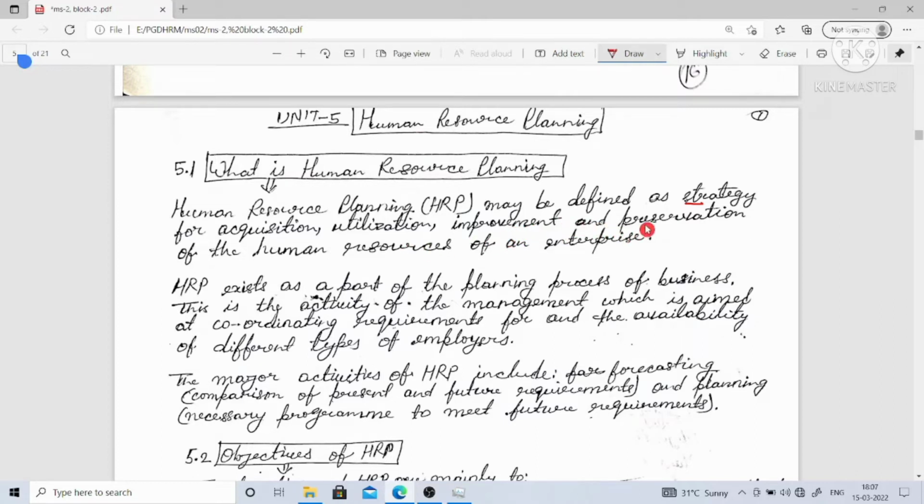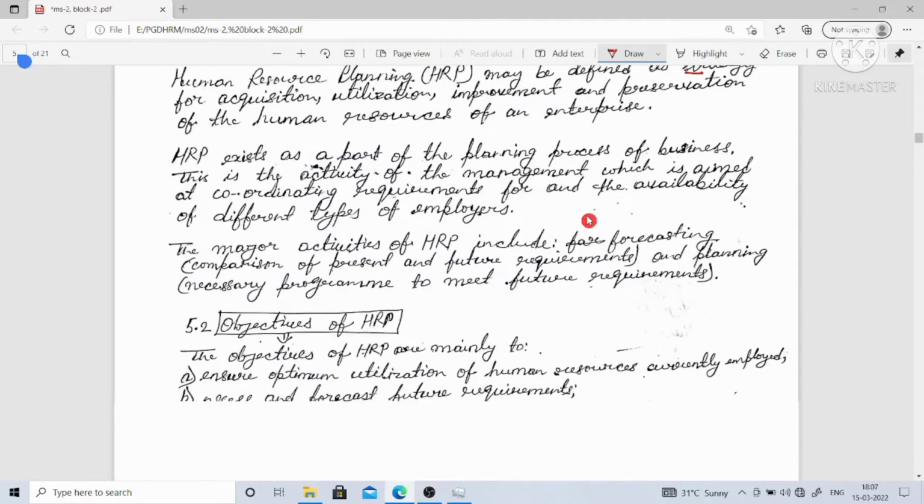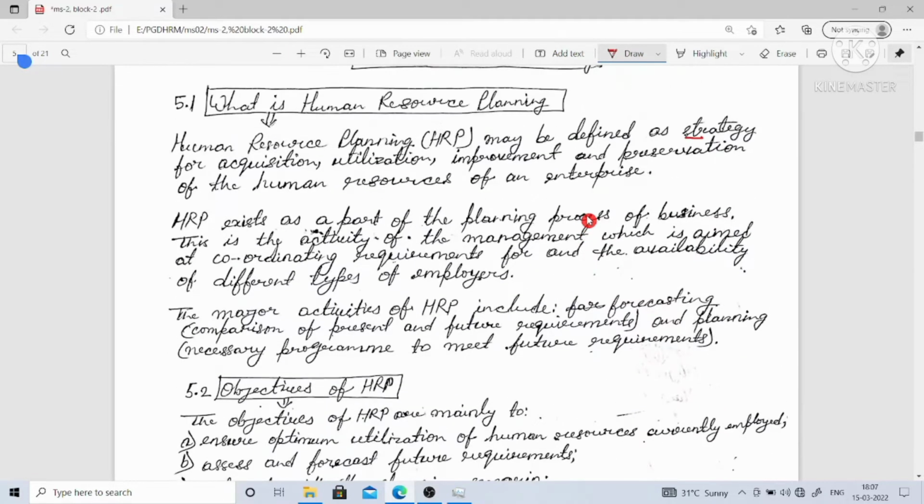Preservation means here how the organization can keep their talented people in the organization, and how the organization can motivate those talented people to work effectively and efficiently. Okay, so that's all about human resource planning.